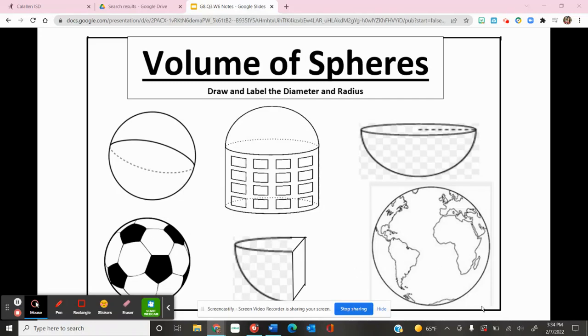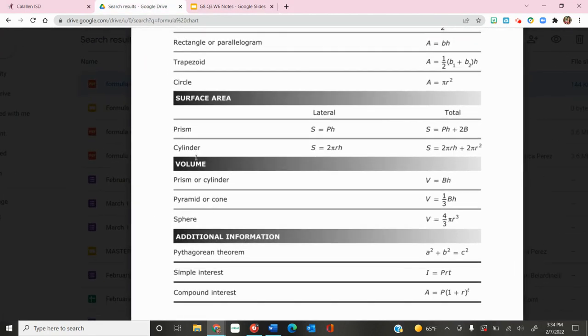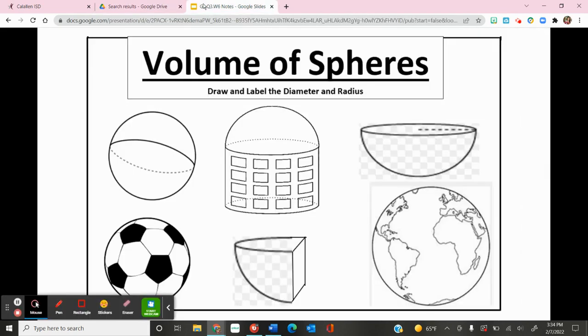In this video, we're going to be talking about volume of spheres. So the formula for volume of spheres, if you go over to your formula chart and you go down to volume, the formula for volume of a sphere is volume equals 4 over 3 times pi times radius cubed. So we're going to go ahead and write that formula on our notes. So volume equals 4 over 3 times pi times radius cubed.